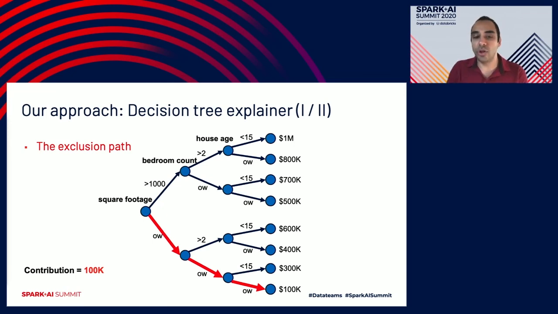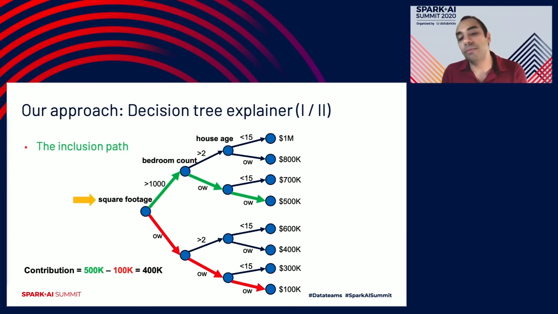At each node on the graph, we have an exclusion path, meaning the remaining features are set to 0, and an inclusion path, meaning the value of the current feature is set to its actual value for that prediction, while the remaining features stay as 0. For example, for the first feature, square footage, the inclusion path is the green path here, and the red path is the exclusion path at that node. The difference between the outcome of the inclusion and exclusion paths is 500 minus 100, which is 400,000.